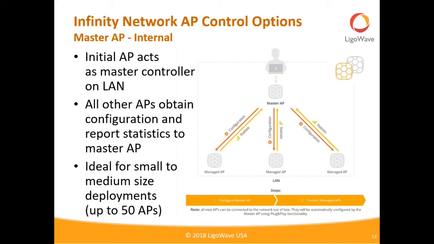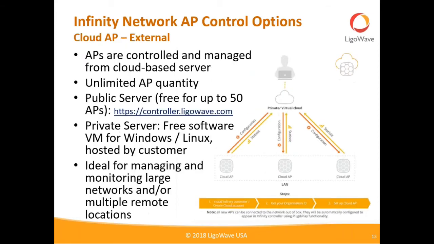This type of deployment scenario is suitable for small to medium-sized deployments, so up to about 50 access points we can control in this manner. If you have larger deployments, or if you have multiple sites that you want to control, then we encourage you to use our cloud controller, where the APs, instead of talking to a local controller, are actually talking out over the internet to a cloud server. They get their configuration from the cloud server, and they report all of their statistics to the cloud server. And then you, as the network operator, just have to look at a single pane of glass. You look at the centralized dashboard, and you can see what's happening across multiple networks.